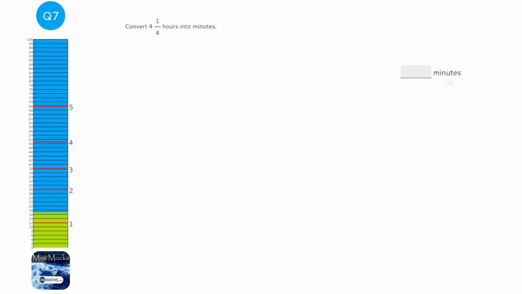Now, I know it might seem a bit obvious, but it's really important in this question that we realise that 1 hour is 60 minutes. The reason for that is it's really easy to accidentally think that there's 100 minutes in an hour. So 4 hours will be 4 times as much. 4 times 6 is 24 with a 0, because it's 60, not 6.